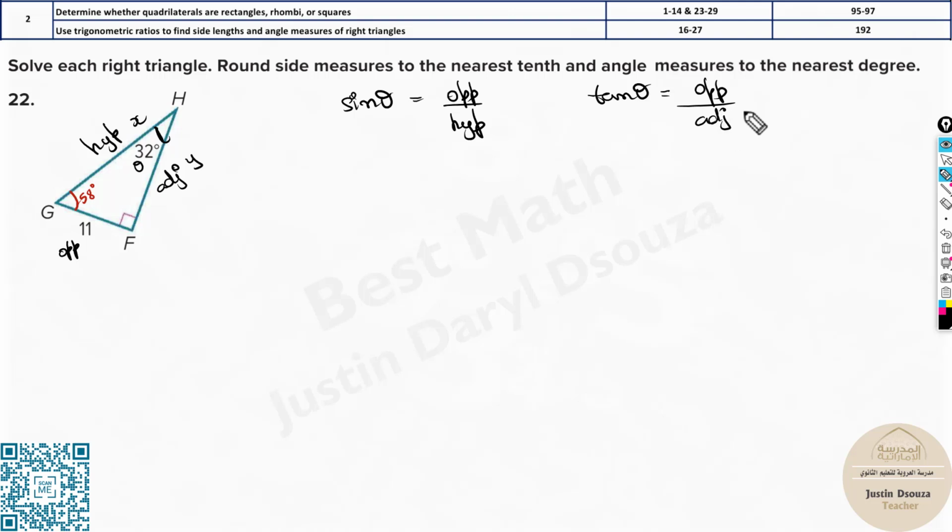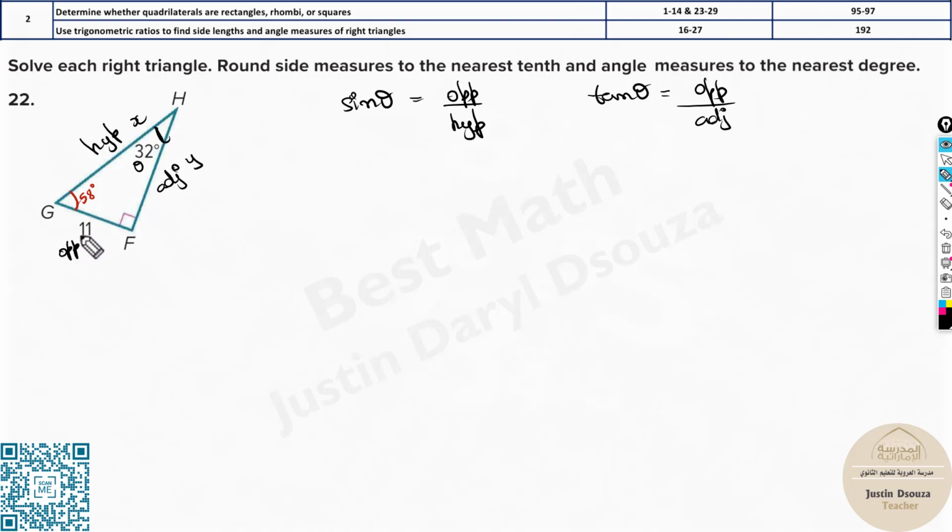Now, why don't I take cosine theta? Because I don't know hypotenuse and I don't know adjacent. Cosine theta is adjacent by hypotenuse. These both are unknown. So I will just stick to one angle. My theta is only 32 degrees. I'm not going to change that. So the opposite side is not going to change.